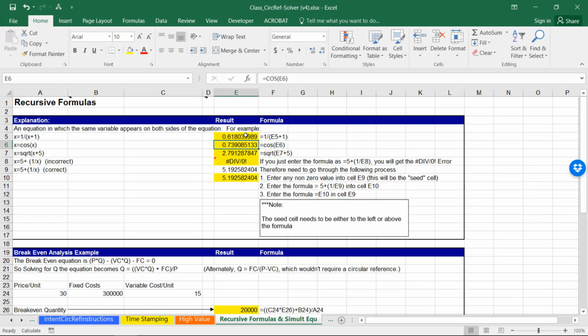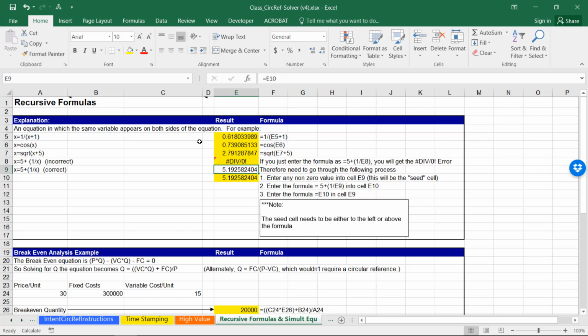Likewise, on the next one, we can say E6 equals the cosine of E6, and it solves the equation for us. And again, for the square root of x plus 5. We tried to do the same thing we did above, and it doesn't work. Why? Well, the divisor is x, and so the first value it's going to pick up will be 0. It's going to divide by 0 and throw an error, and immediately it quits. I can't solve this.